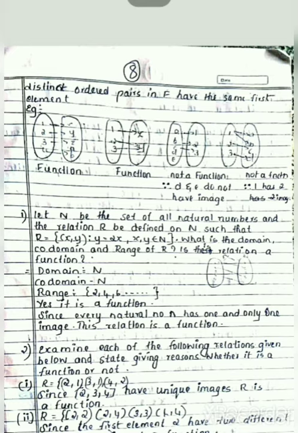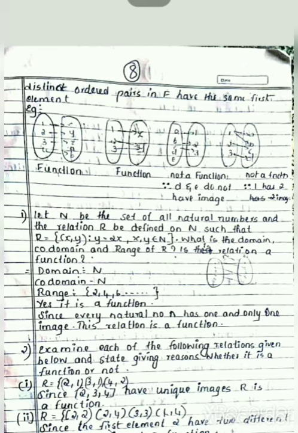Now think about the function. Is it a function? What should it be? All the elements should have images. Do you think all the elements have images there? See, 1, 2, 3, 4 and so on up to infinity. Do they have images? Yes, all the elements have images, because if you take 1, it maps to 2. 2 to 4, 3 to 6, 4 to 8, 5 to 10 and so on. So all the elements have images.